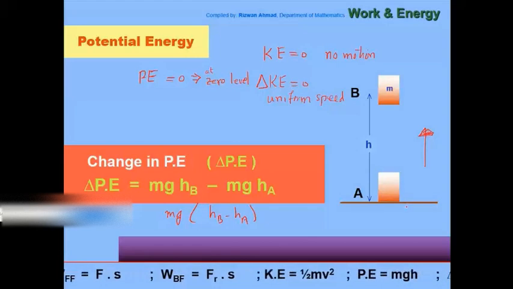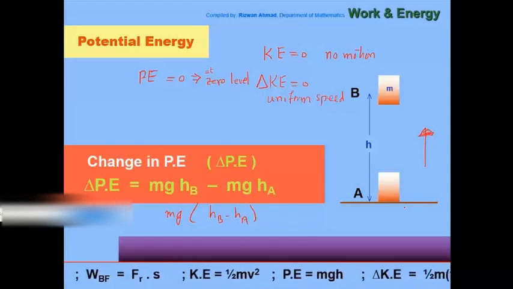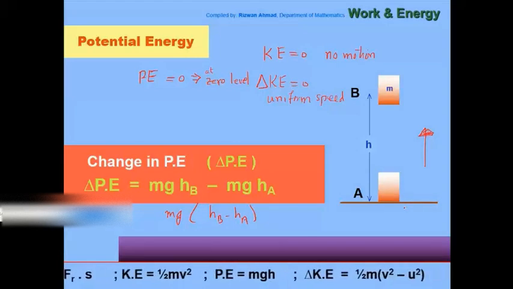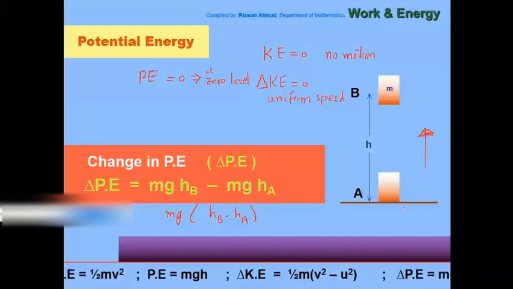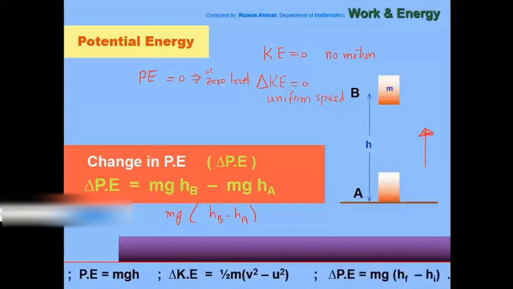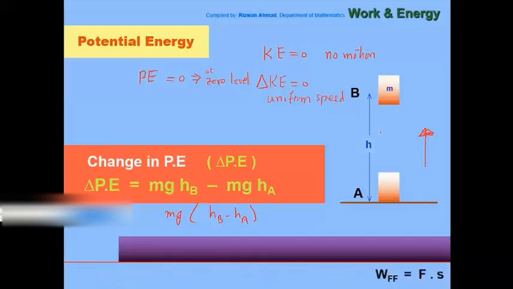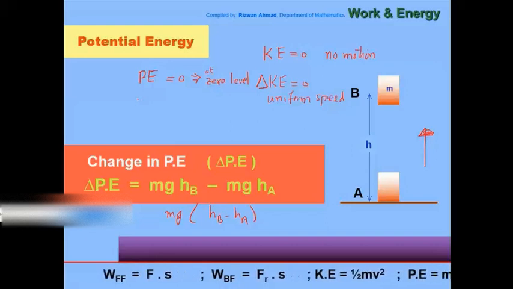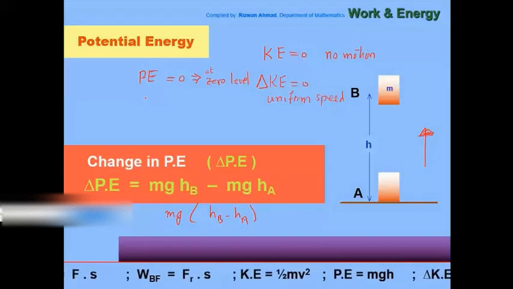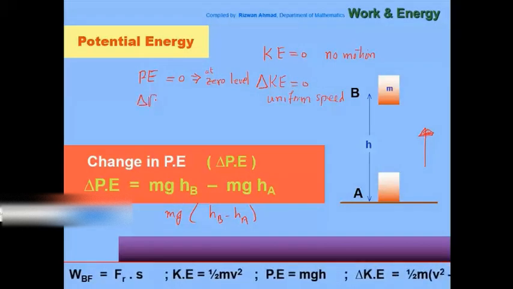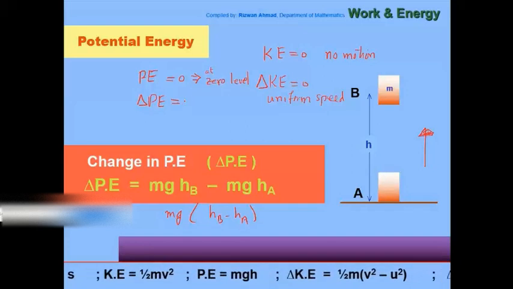So usually in the question statement, the lowest position we take as the 0 level, so that the potential energy remains positive for all the positions. Okay, so potential energy 0 means that the object is at the 0 level. 0 level means that 0 height. And delta PE is equal to 0 means something else.